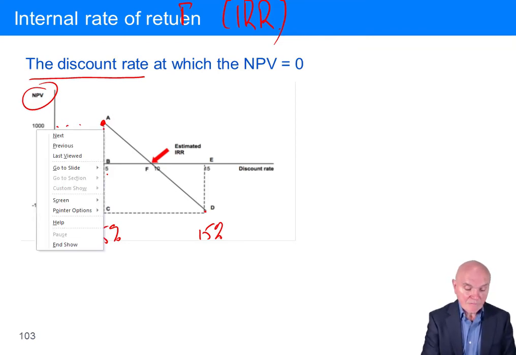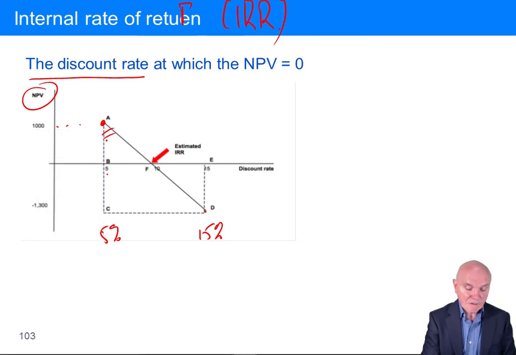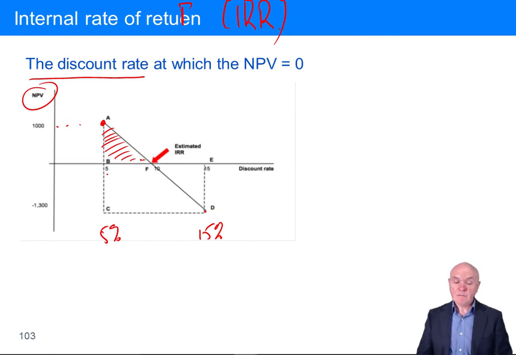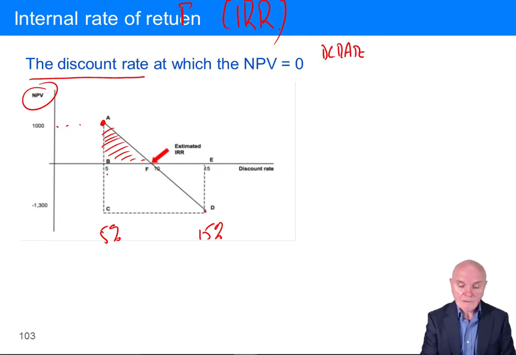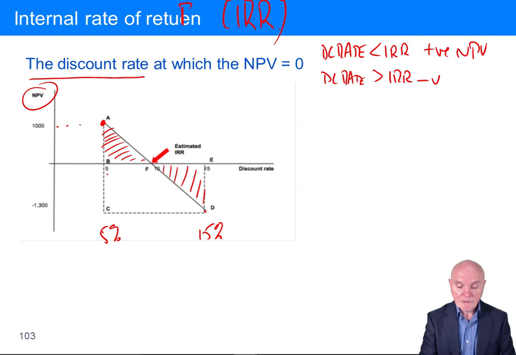The rule is that if the actual discount rate is less than the internal rate of return, then you're going to have what's called a positive NPV. If the discount rate is greater than the internal rate of return, then you're going to have a negative NPV.